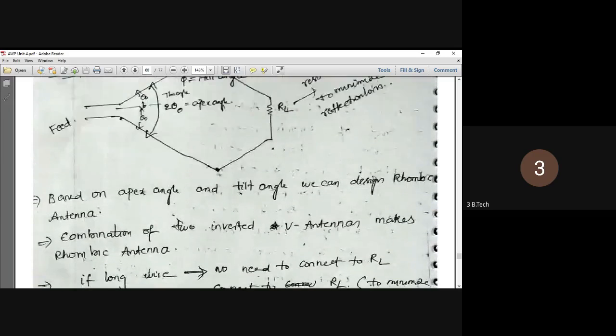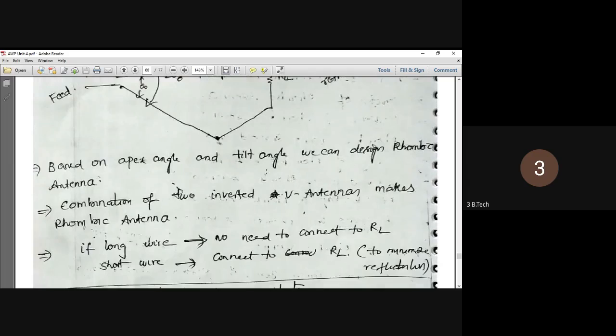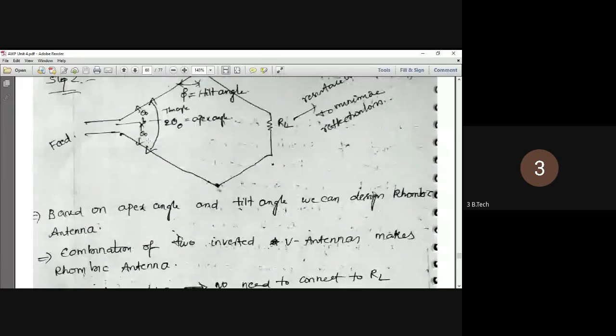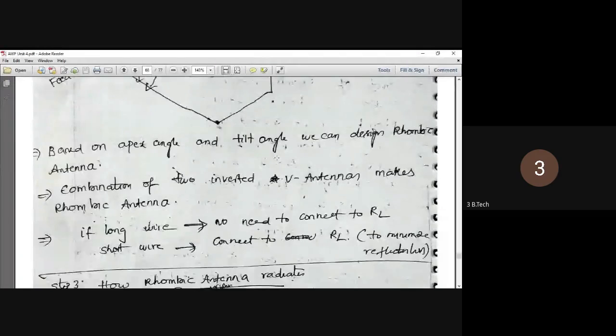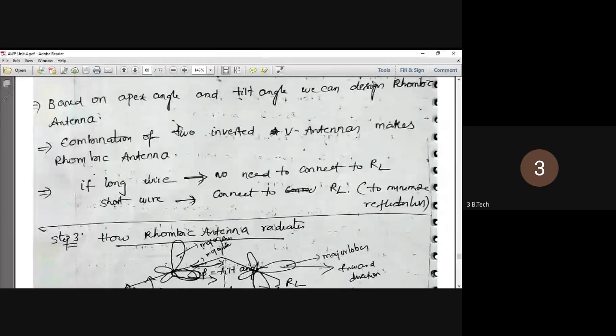So the combination of 2 inverted V antennas makes a rhombic antenna. If it is a longer antenna, no need to connect to RL. It is a short wave antenna, so connect to RL to minimize the reflection losses.